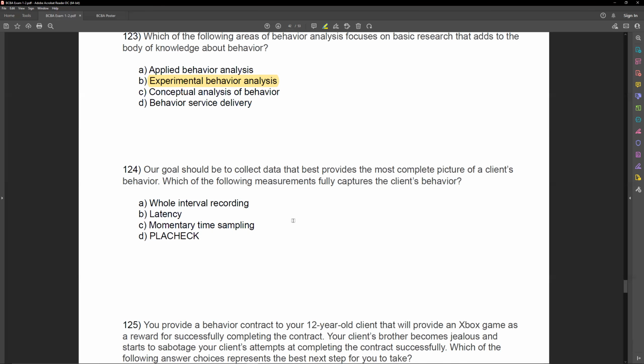So A, whole interval recording. Well, whole interval recording is discontinuous. So it's not going to fully capture our client's behavior. Whole interval, partial interval, momentary time sampling tend to overestimate or underestimate our behavior because we're not getting the full picture. So we can eliminate A and C. We can also eliminate D, which is a type of group momentary time sampling. That leaves us with B. Latency is the only continuous measurement option here. It's going to be the only one that fully captures our client's behavior.